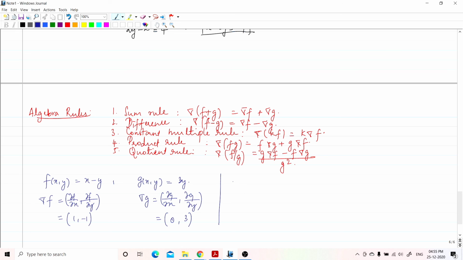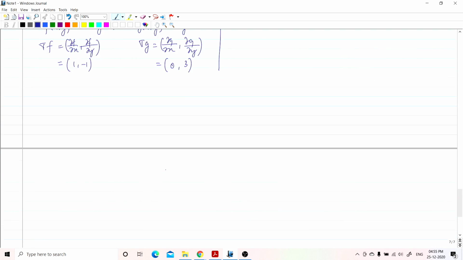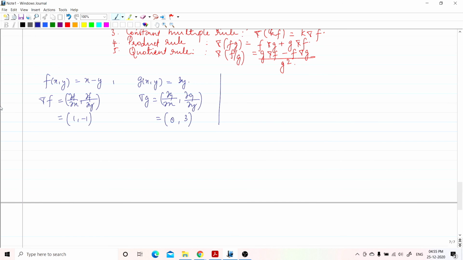If you find f plus g, f minus g, and all these, you can see and verify whether these are satisfying these rules or not. I leave this as an exercise to you people to check these things. Okay, so I'll specify this as an exercise.